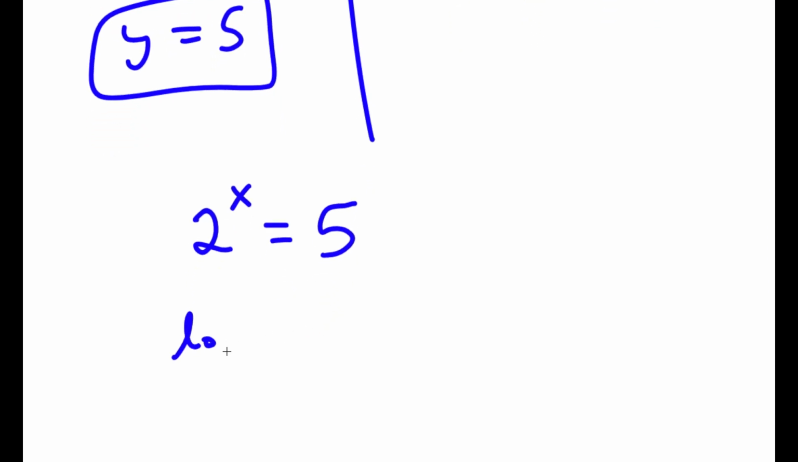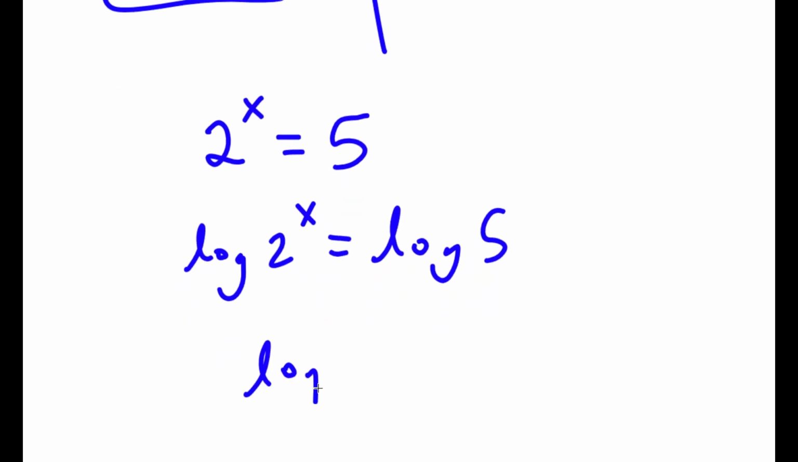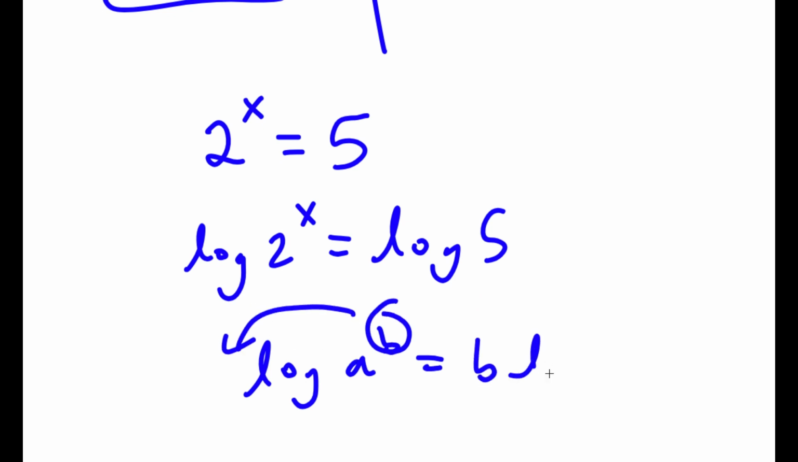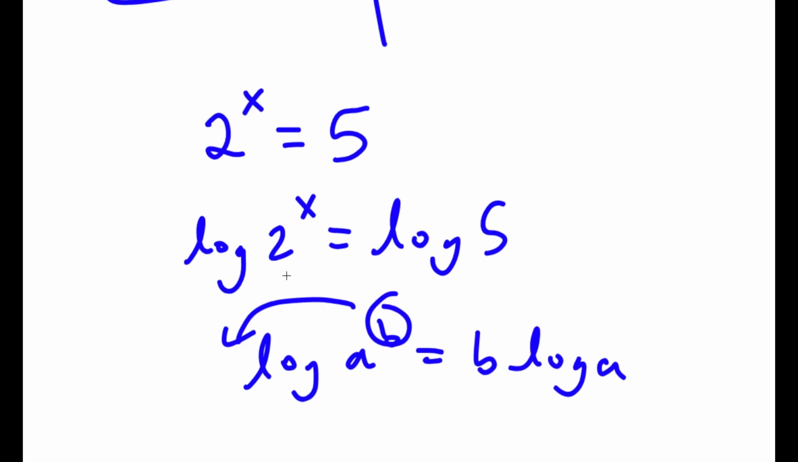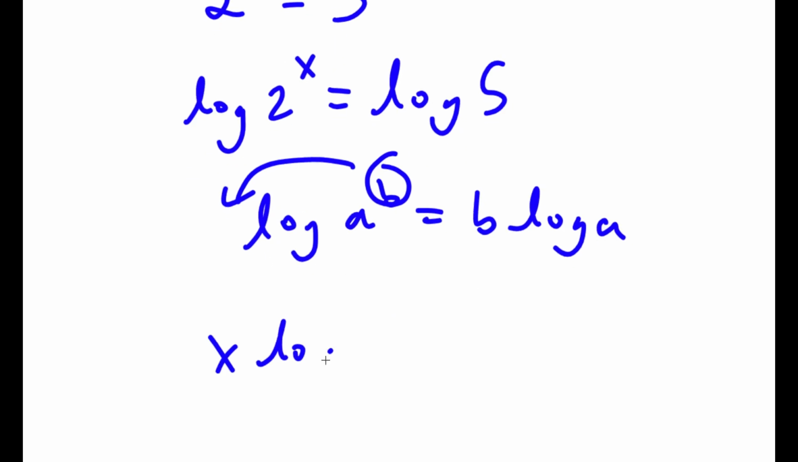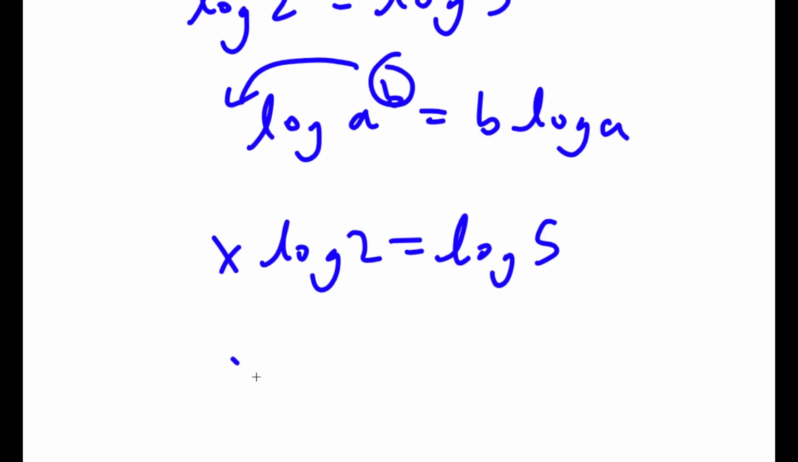And I'm going to take the log on both sides to solve this, so I have log 2 to the power of x is equal to log 5. And if I have something in the form log a to the power of b, I can move this exponent to the front, so it's going to equal b times log a. So this is the same thing as x times log 2 is equal to log 5, meaning x is equal to log 5 over log 2.